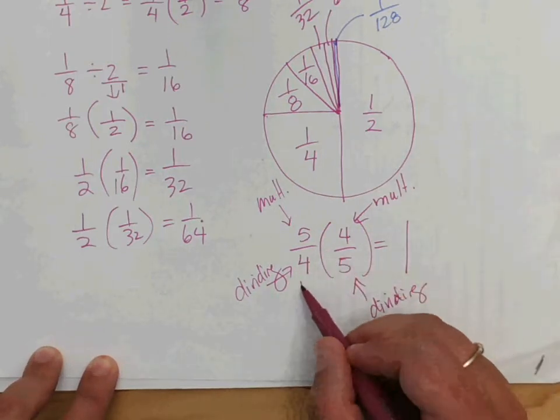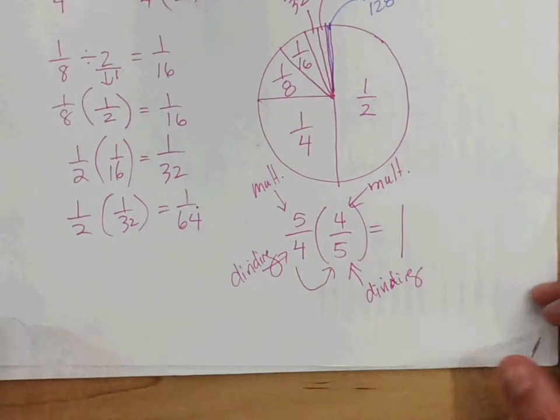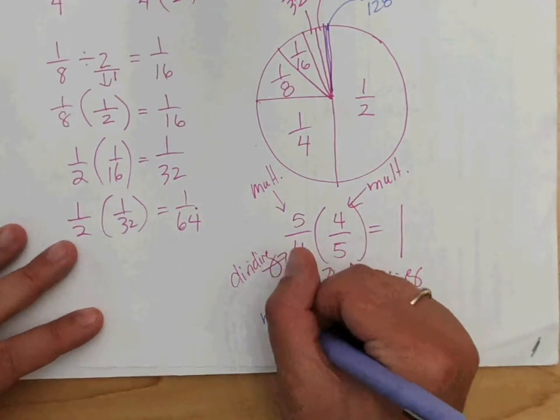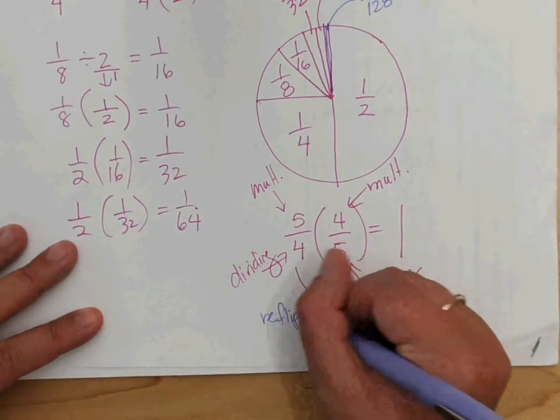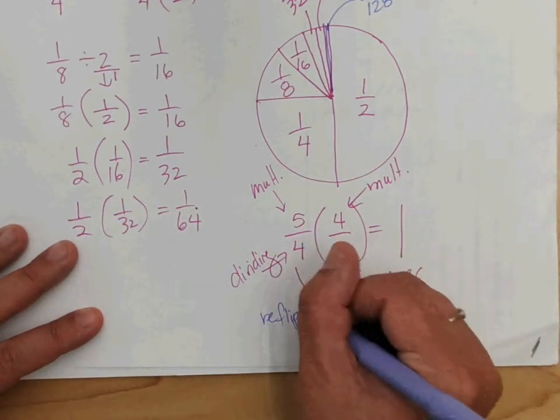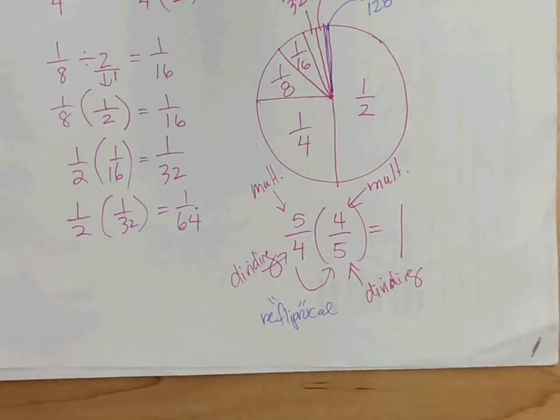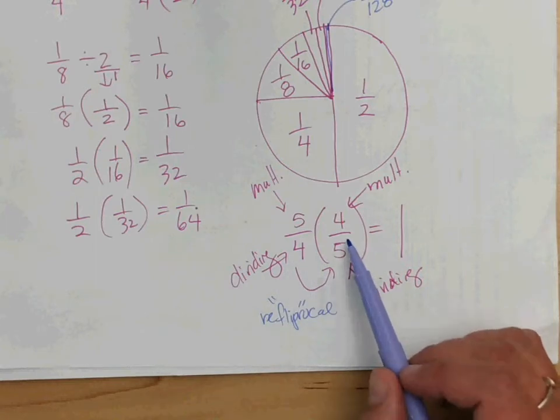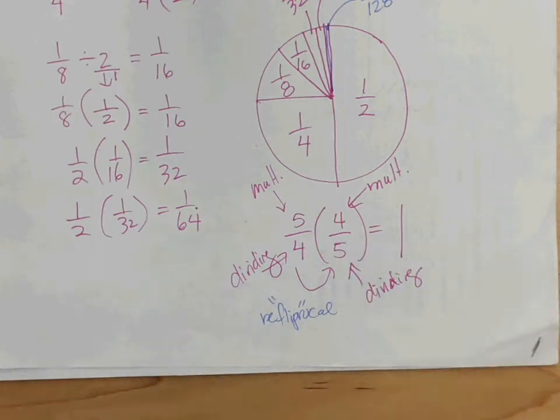And what's the relationship between those two numbers? They're called reciprocals of each other. Because we flip it. So anytime you multiply a number by its reciprocal, you get 1, essentially doing the opposite.